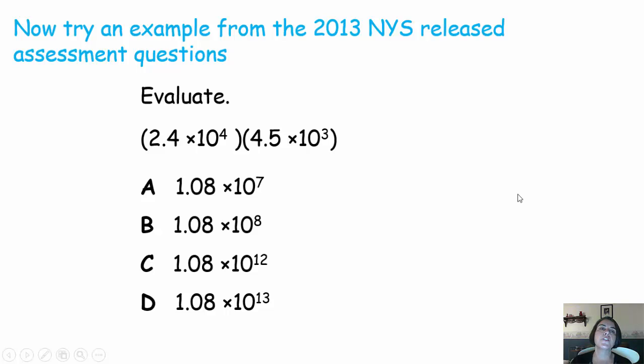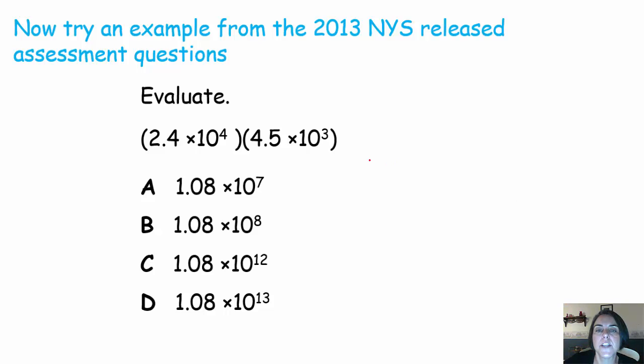One last problem for you to try. This is from the New York State 2013 state exam. They released certain test questions at the end of each school year that we're able to use in our classrooms. So I'd like you to use this released test question to see how they might ask this on the state test. Keep in mind, this is from book 1, no calculators allowed, so give it a try without a calculator. Pause the video, try it out, come on back.